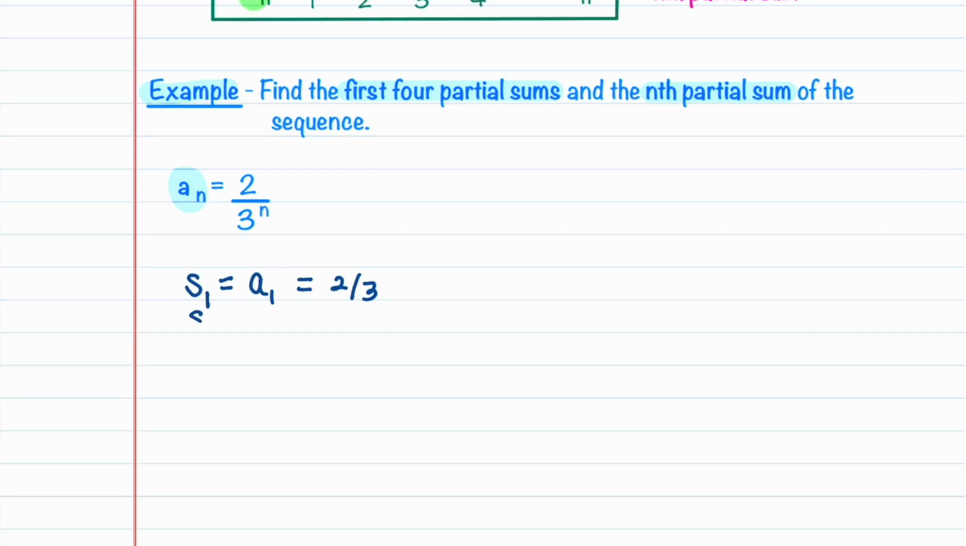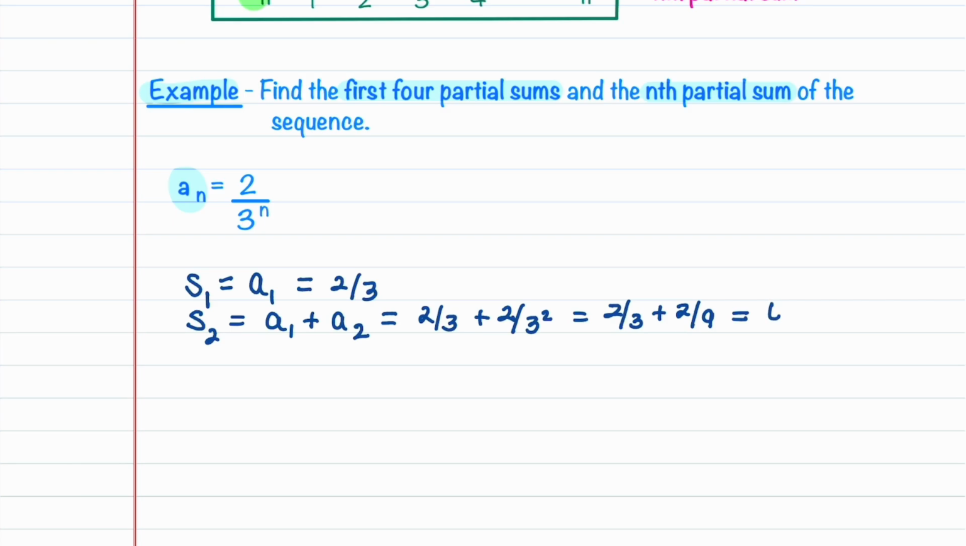Now let's look at our second partial sum, s sub 2. This is just a1 plus a2. We just found a1, and that's 2/3. And then we're going to add to that a2. For a2, we're going to look up at our formula, plug in n is equal to 2. So this is 2 over 3 squared. This gives us 2/3 plus 2/9. We'll write our 2/3 in terms of ninths. So we're going to multiply the top and the bottom by 3. So this gives us 6 over 9 plus 2 over 9, and that's equal to 8 over 9.